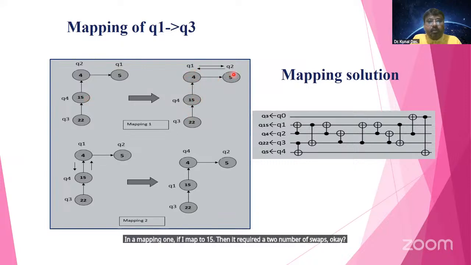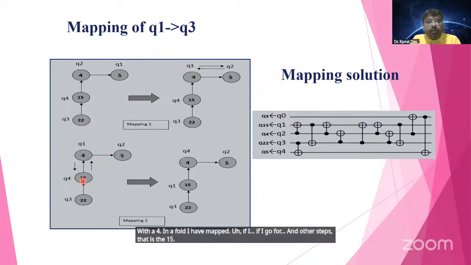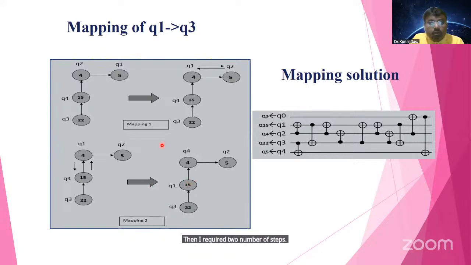Okay, so I want to map Q1 to Q4. I have mapped to Q4, and if I go for another step, that is Q15, then I require 2 swaps. So it is easy to understand that if you choose only Q4, less swaps are required, whereas if you consider Q15, the swap count is high. So this way you can provide the appropriate logical to physical qubit mapping for the entire circuit.